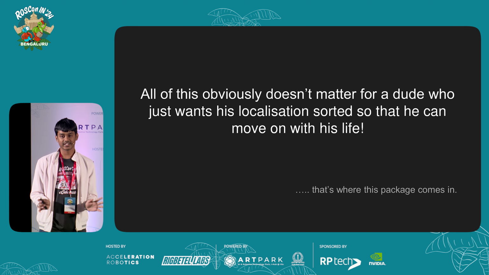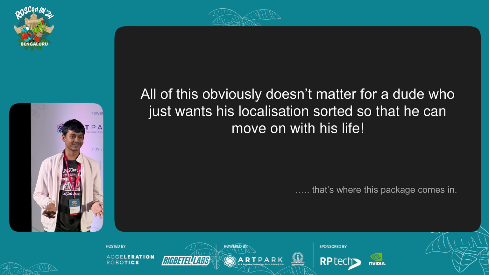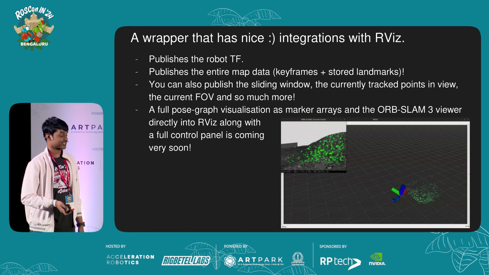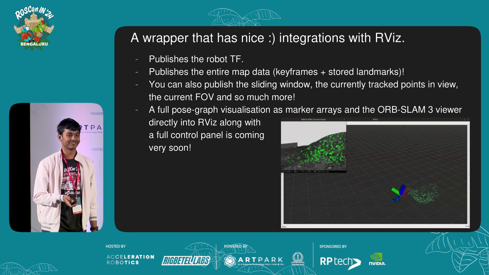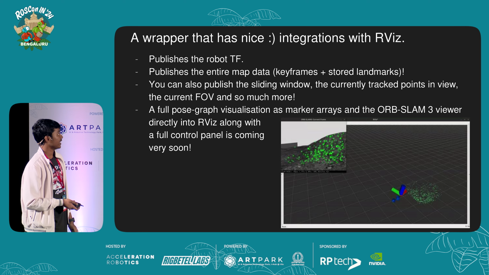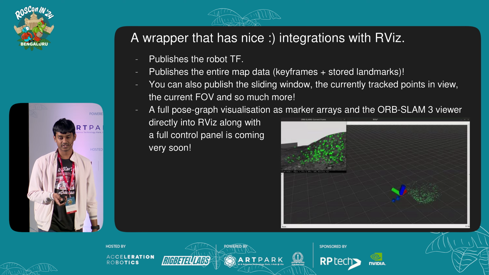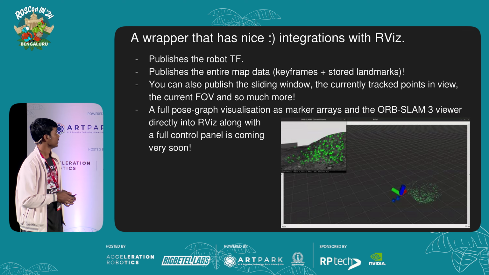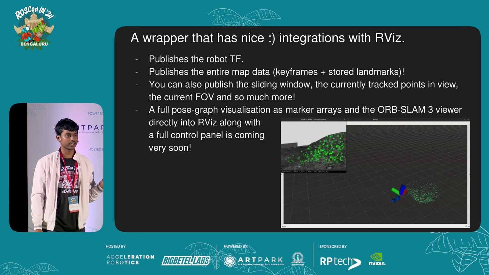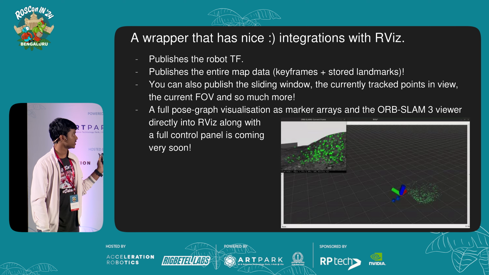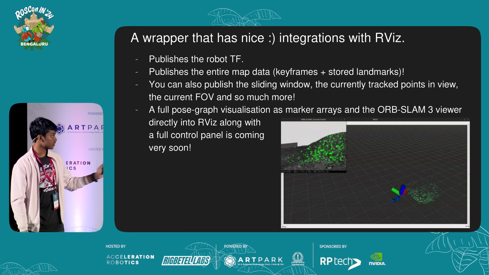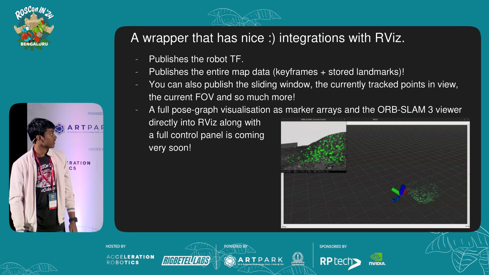Now, all of this obviously doesn't matter for a person who just wants his localization sorted and he wants to move on with his life. And that's where this package helps you. Well, for starters, obviously it publishes the robot TF, which doesn't exist in the original integration. And apart from that, it has a lot more. It publishes the stored landmarks, the keyframes, and a lot of SLAM information. And you can also get the current FOV and the sliding windows directly published into RViz with this wrapper. Apart from that, a full pose graph visualization using marker arrays and also removal of this power-hungry OpsLam 3 visualizer directly into RViz is coming very soon.